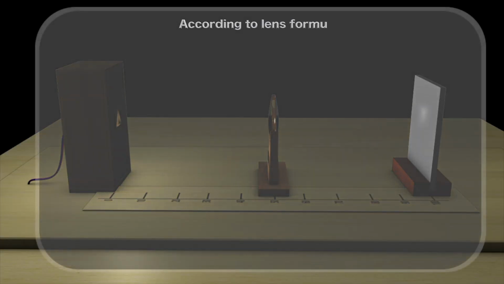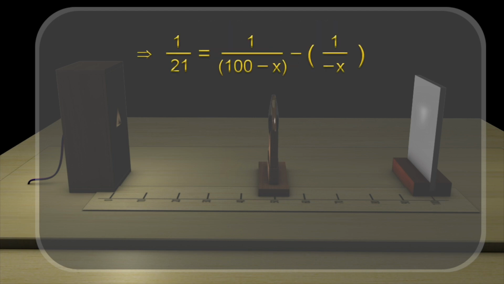According to the lens formula, 1 by f is equal to 1 by v minus 1 by u. That is, 1 by 21 is equal to 1 by (100 minus x) minus 1 by (minus x). So x square minus 100x plus 2100 is equal to 0.